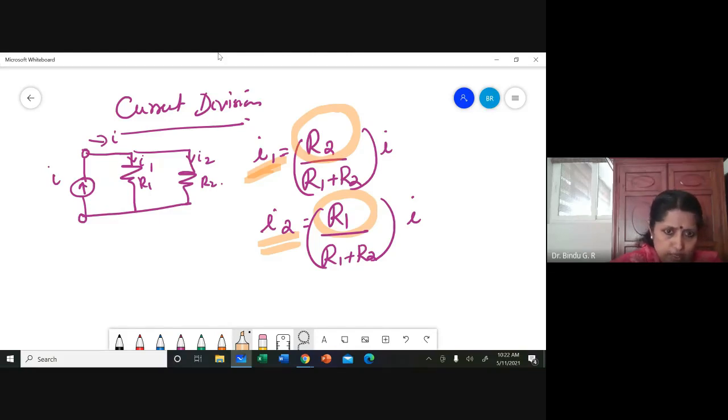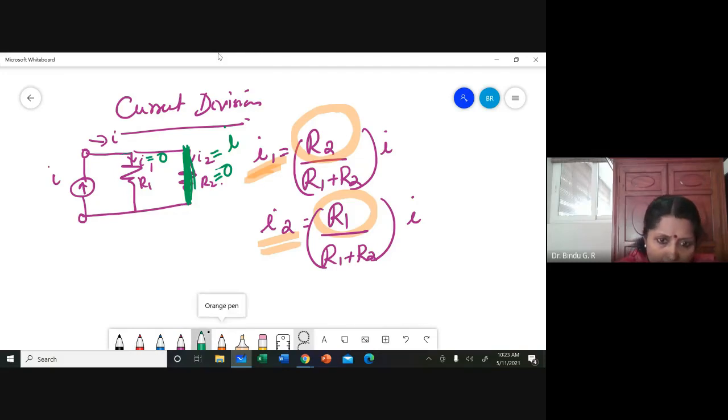And here you can even think about how that can be done. Suppose I short circuit this. I2 now becomes equal to I, and I1 becomes equal to 0. Suppose I provide a short circuit here, that is R2 is made equal to 0. Then the whole of the current flows through the short.